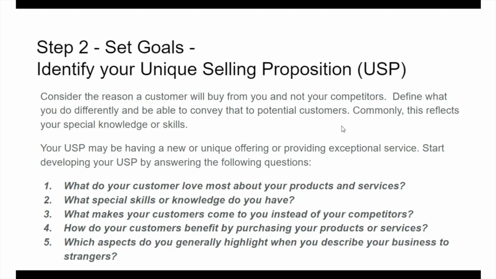Okay. And if we think about unique selling proposition and we're not really sure what it is, we've got to ask questions like, what do your customers love most about your business? What is it that they come back for? What special skills or knowledge do you have that others don't? Again, going back to your strengths. What makes your customers come to you instead of your competitors? Again, strengths. How do your customers benefit by purchasing your product? What's in it for them? Which aspects do you generally highlight when you describe the business?